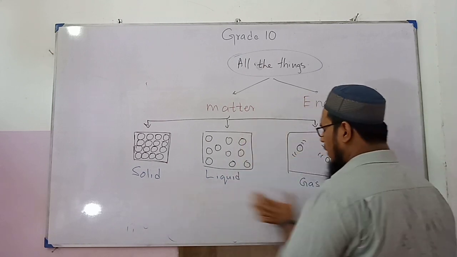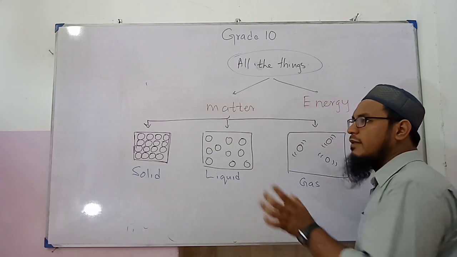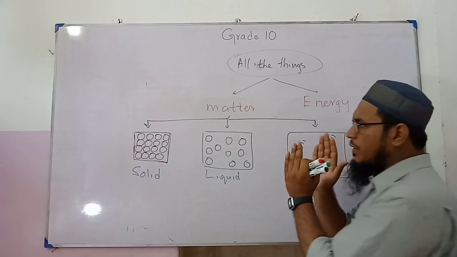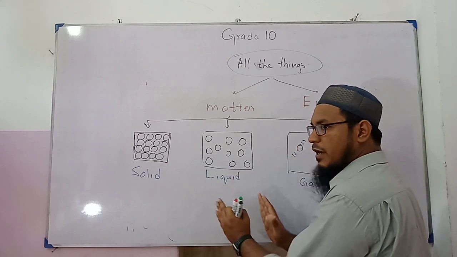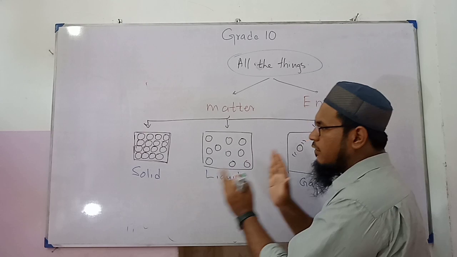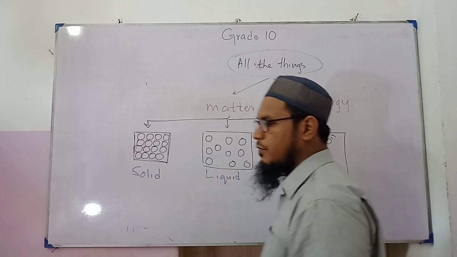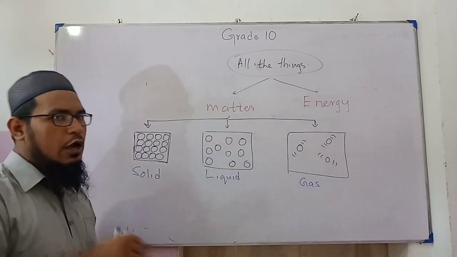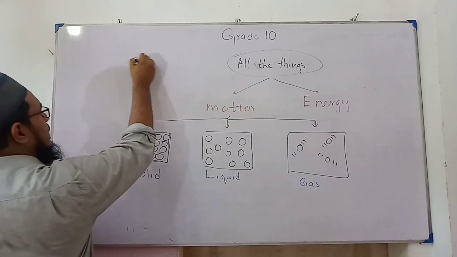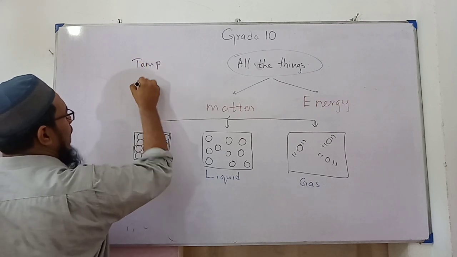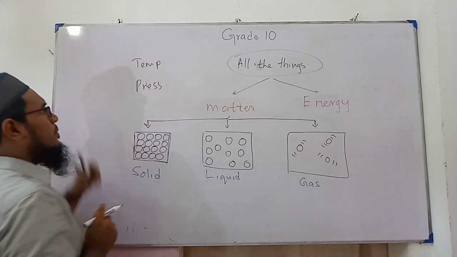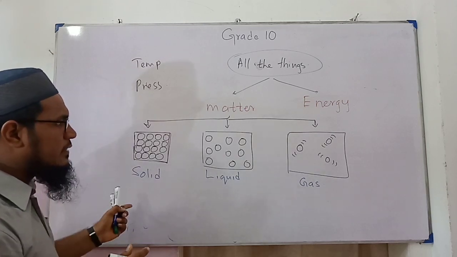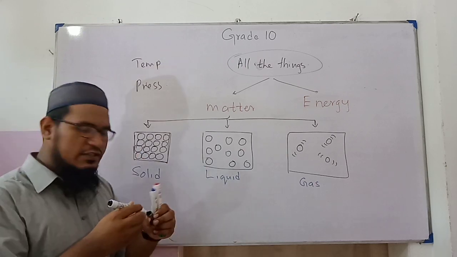So solid, liquid, gas are called states of matter. An object at a time will be at one state of matter. We can change the state of matter from one to the other. How can we do it? There are two factors affecting it according to our local O-level: temperature and pressure. Temperature and pressure are two factors which can change the state of matter of a substance.